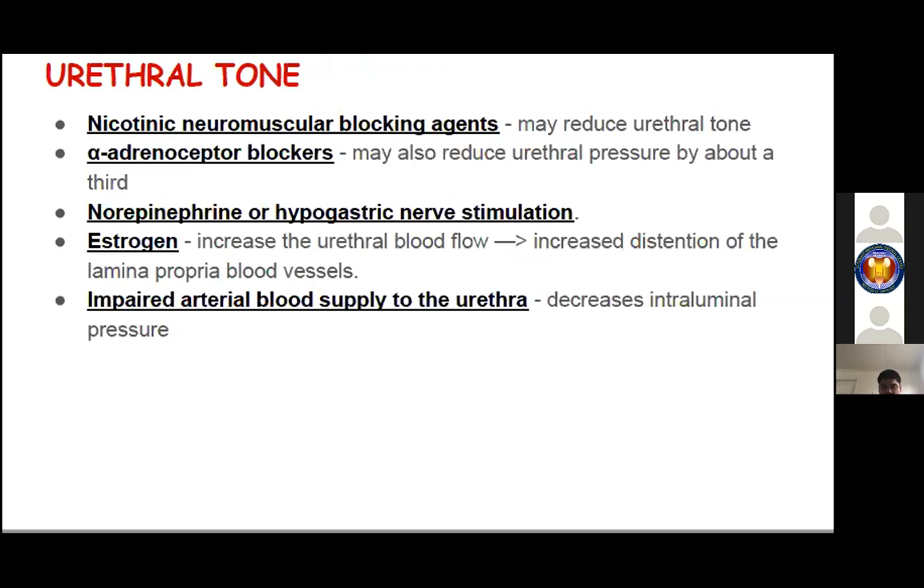Urethral pressure recording at the external sphincter during bladder filling increases uniformly along the entire circumference, and it is augmented by norepinephrine or hypogastric nerve stimulation, suggesting a role for adrenergic receptors and sympathetic nerves in the function of the external urethral sphincter. The vascular filling of the urethral lamina is known to be of importance for urinary continence, and estrogen is known to increase the urethral blood flow, resulting in increased distension of the lamina propria blood vessels. If the arterial blood supply to the urethra is impaired, intraluminal pressure decreases.